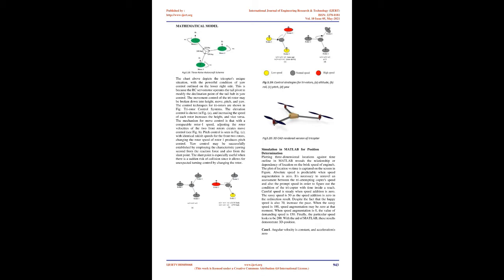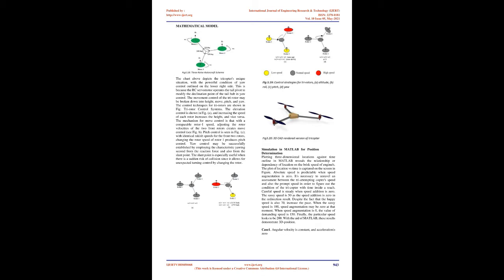Mathematical model. The chart above depicts the tricopter's dynamic situation, with the dynamic equation of yaw control outlined on the lower right side. This is because the RC servomotor operates the tail axis to modify the declination angle of the tail axis in yaw control.